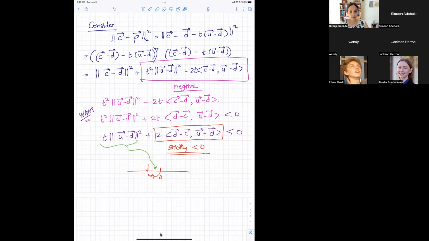Does that make sense to everyone? I'm going to pause a little bit because this was a little bit of a complex argument.